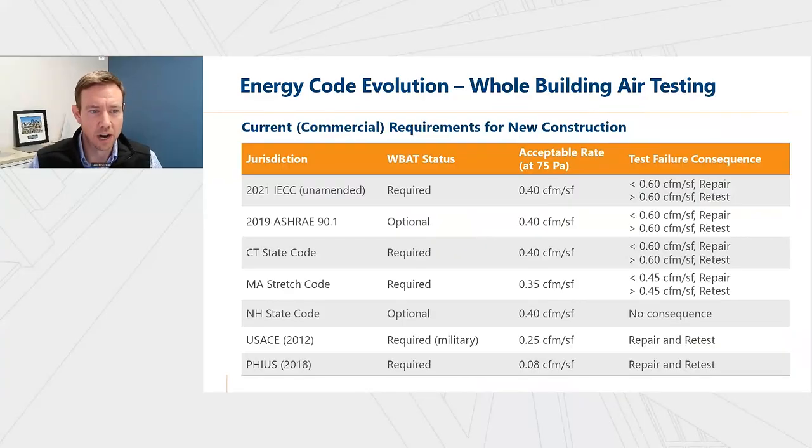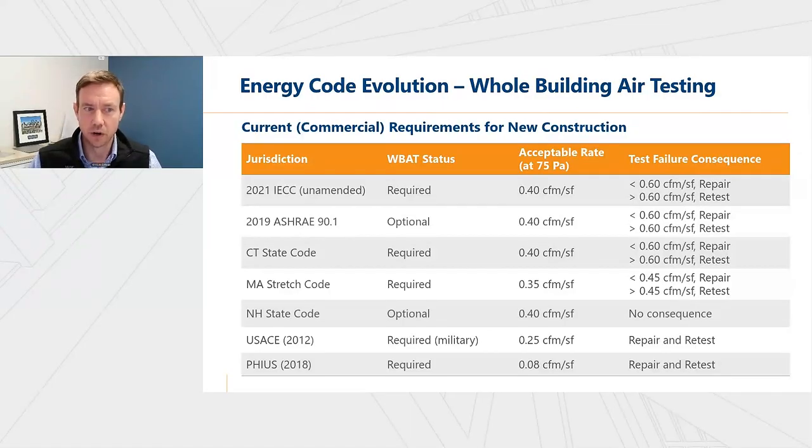Since the code requirements vary by location, the target acceptable air leakage rate for testing is different depending on location as well. Acceptable air leakage rate is defined as cubic feet a minute, CFM, per square foot. And Justin will get more into unit terminology later. Also, just because you don't make the allowable, some jurisdictions have a clause that only requires repairs after a failed test and not retesting, or as we like to refer to it, an oopsie clause.